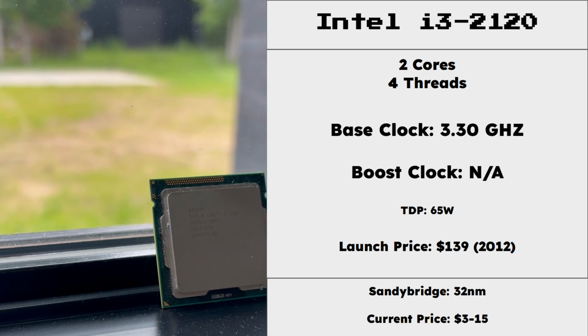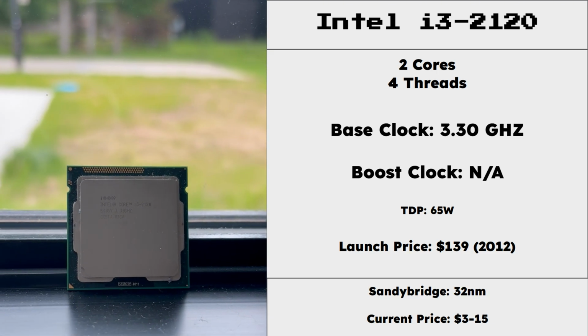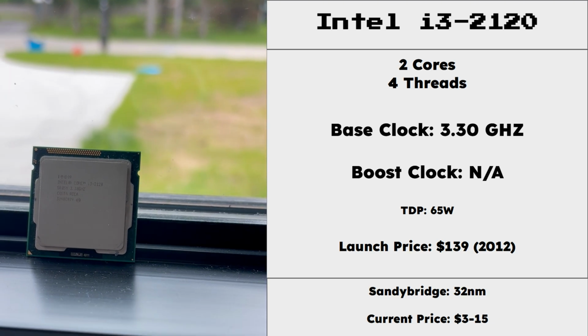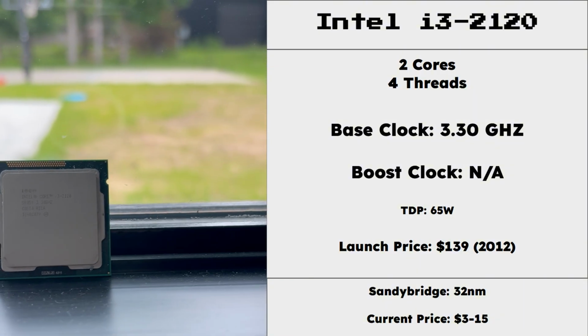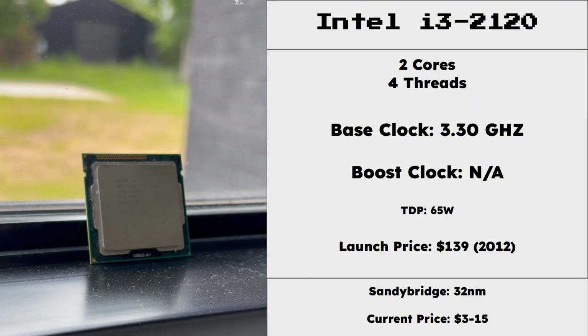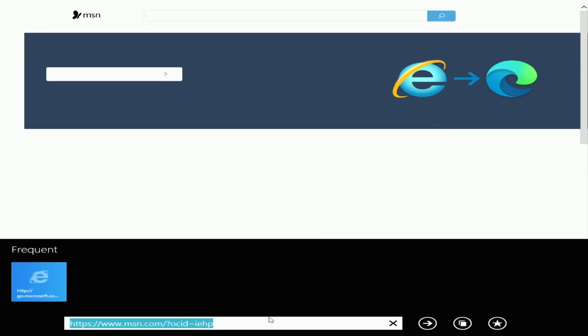Now, forgetting the fact that I chose maybe one of the worst operating systems of all time, I'm sure you're pretty confused on the actual specs of the Intel Core i3-2120. Back in 2012, the i3-2120 came out with 2 cores, 4 threads, a base clock of 3.3 gigahertz, no boost clock, a TDP of 65 watts, a launch price of $239, built on the 32 nanometer Sandy Bridge process. And you can find one today, which is shocking to me, for about $3 to $15.